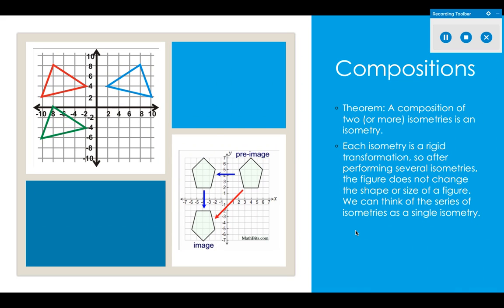So more about compositions. A composition of two or more isometries is an isometry. Each isometry is a rigid transformation. So after performing several isometries, the figure does not change the shape or size of a figure. We can think of the series of isometries as a single isometry. So that's what I was talking about before. You see here that we have our image here, and we perform two transformations to it, but there is one single transformation that takes the pre-image to the image.